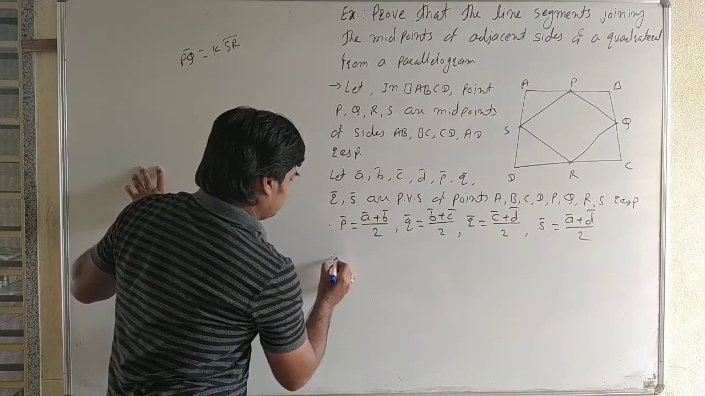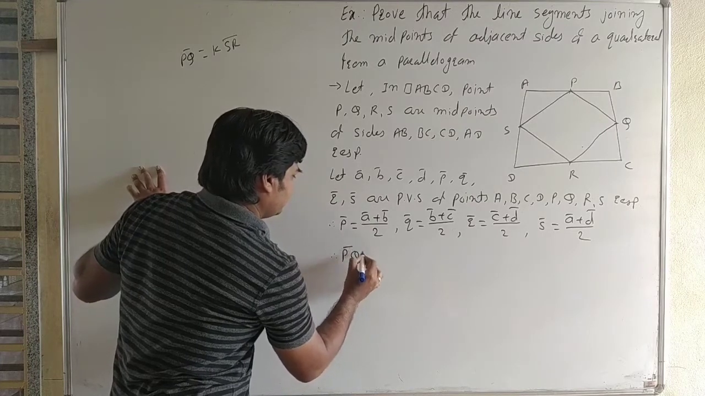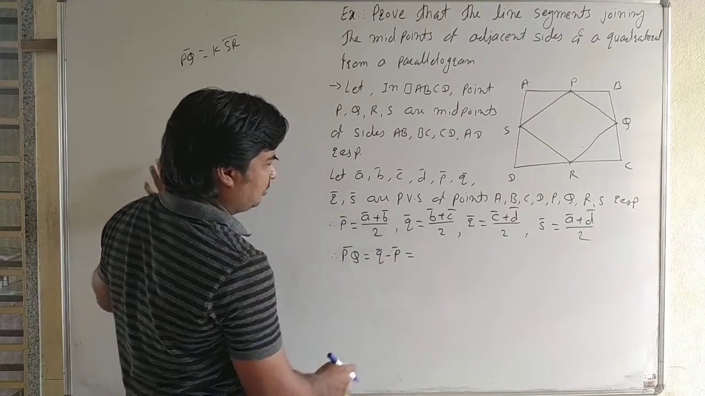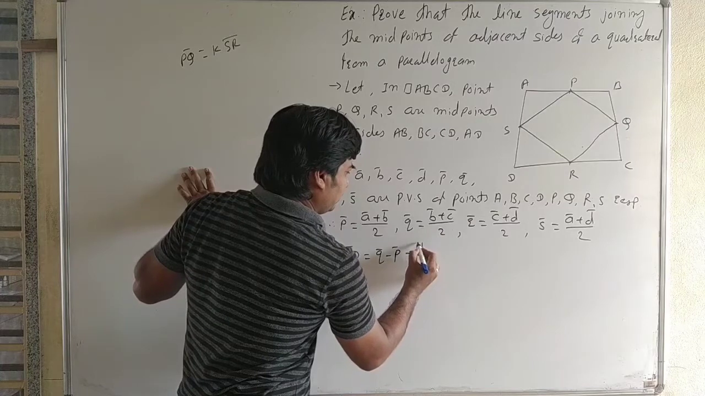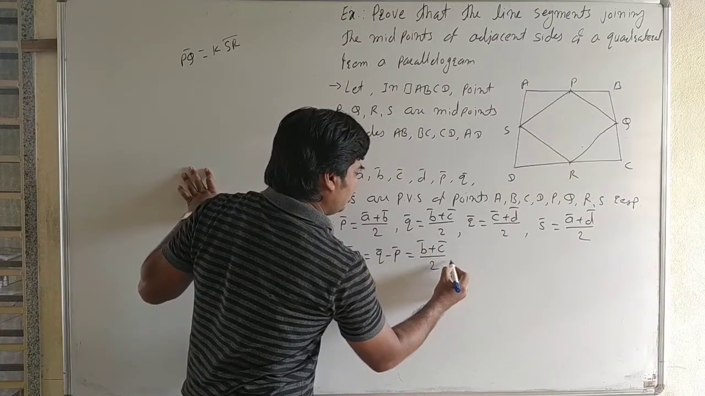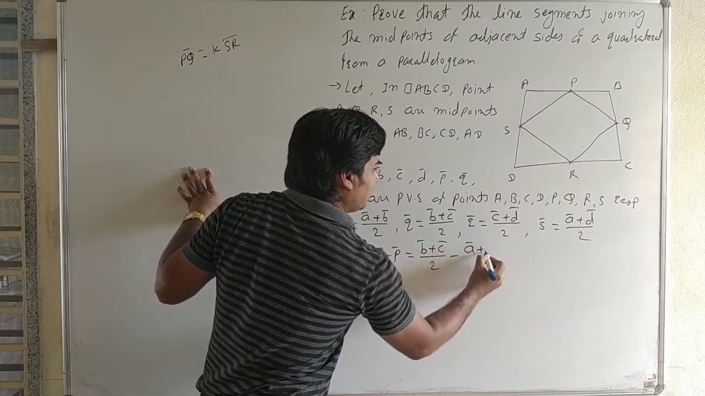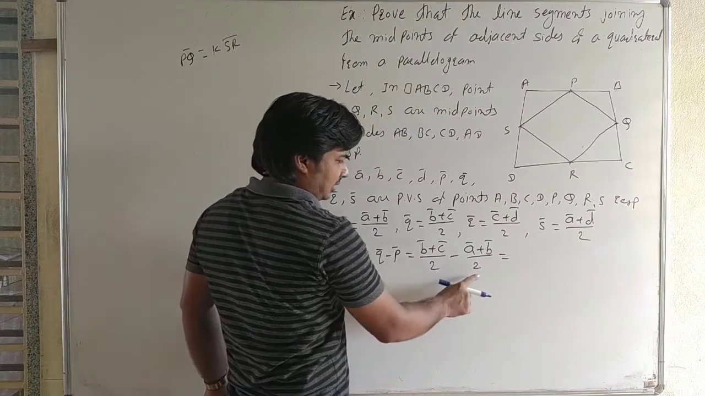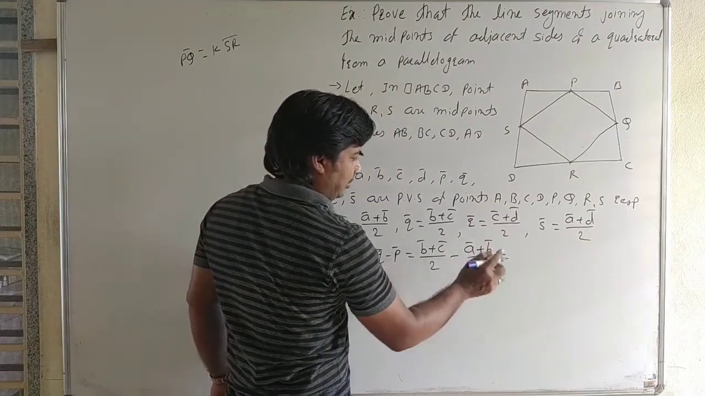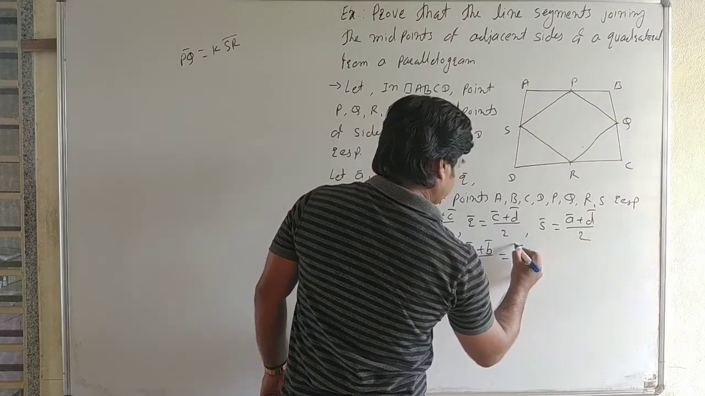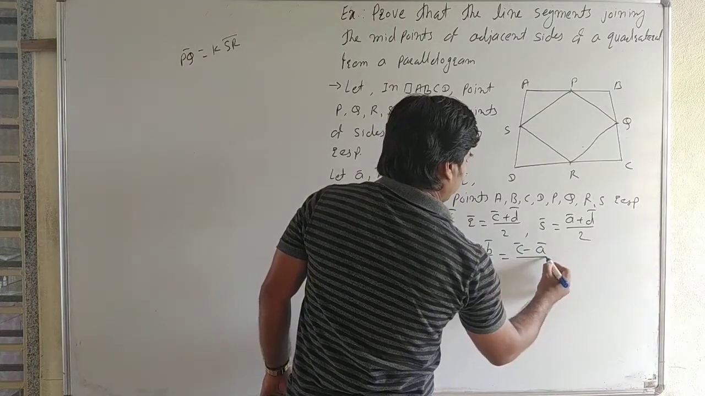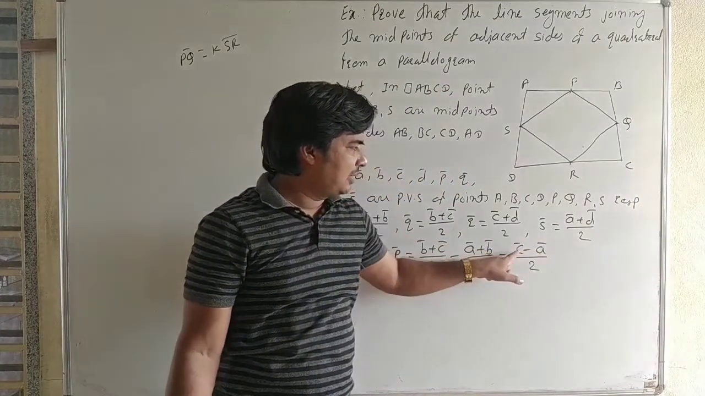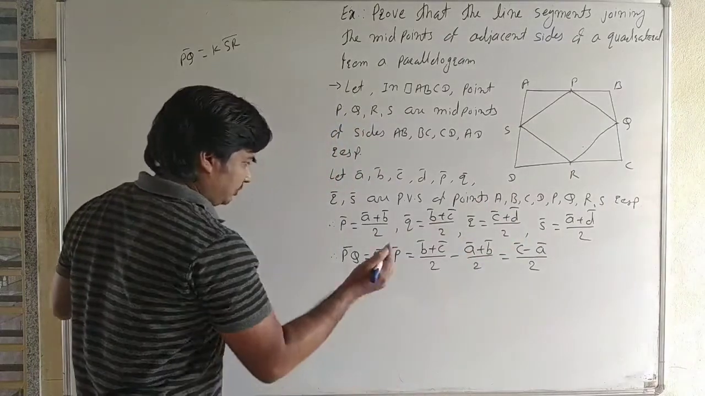Therefore vector PQ is equal to q bar minus p bar. Q bar is b bar plus c bar upon 2 minus p bar, a bar plus b bar upon 2, and then take the denominator, which is the same. Here b bar gets cancelled. It is c bar minus a bar upon 2. Now c bar minus a bar means vector AC.